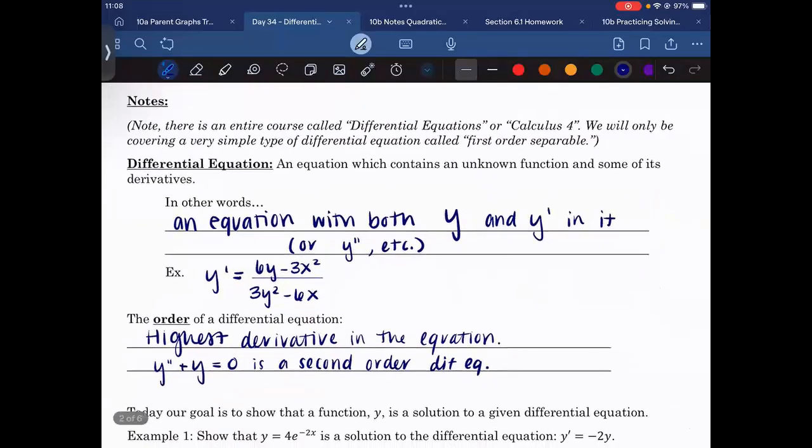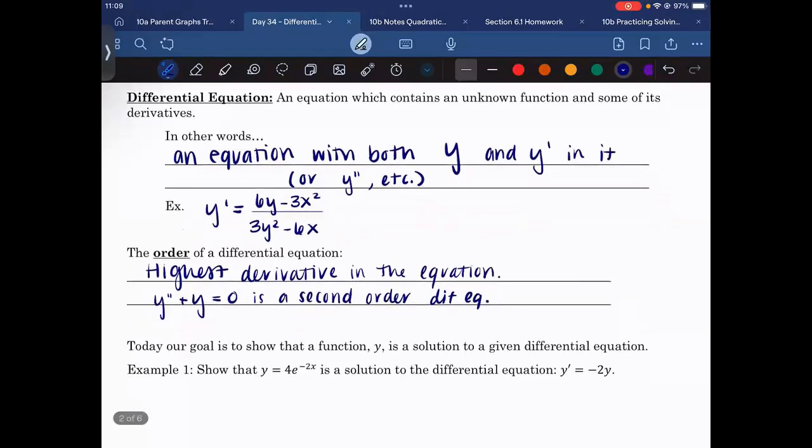Okay, notes. There is a whole class called differential equations. It's called Calc 4. Some schools just call it DiffEQ for short, but we're just going to cover very, very simple differential equations today. And we're going to call them first order separable. And this is going to be what most of our entire unit is going to be about.